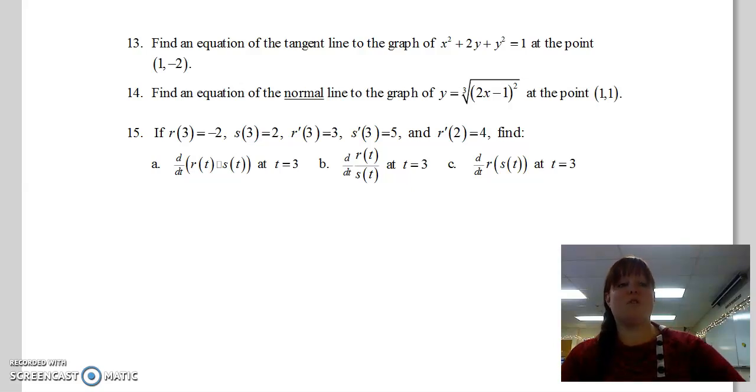All right, let's go for some more review. Find the equation of the tangent line to the graph at the point (1, -2). Okay, so first remember, the slope of the tangent line is the derivative. So we are finding the derivative to find the slope of the tangent line, and then we use that slope to write the equation of a line.